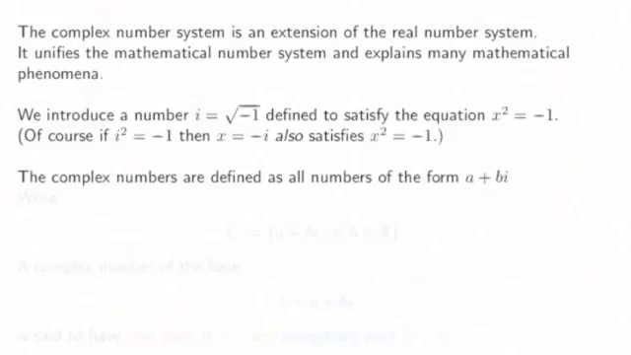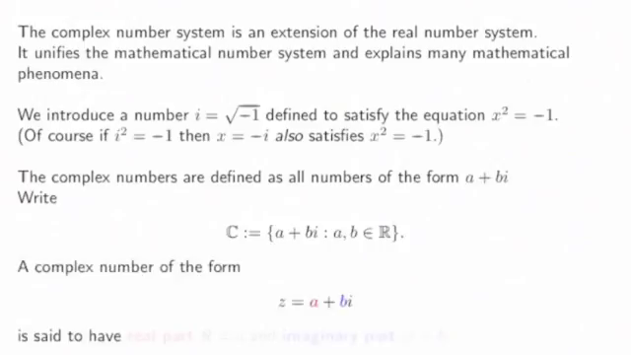The complex numbers are defined as all numbers of the form a plus bi, where a and b are real numbers. So we'll write the complex numbers as this set of all numbers of the form a plus bi, a and b from the reals. A complex number of the form a plus bi is said to have a real part a and an imaginary part b.